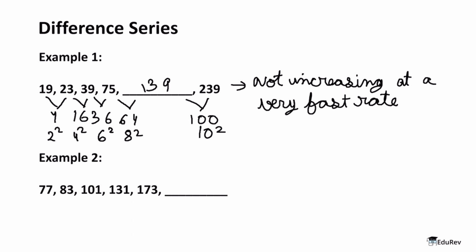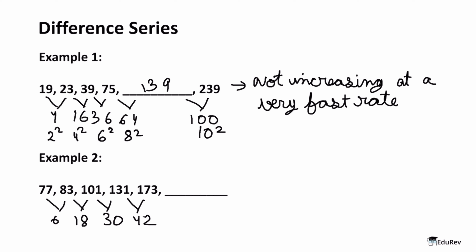Now in example number 2, once again we have a series. So here it's 77, 83, 101, 131, 173 and there is the blank. Again the series is not increasing at a very fast rate. Here if you find out the difference between the two numbers, it's 6, then it's 18 here, 30 here and 42 here.